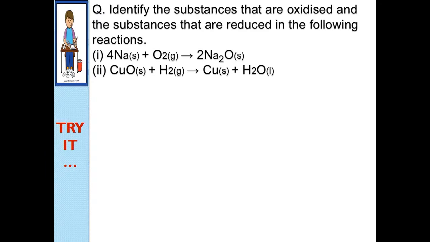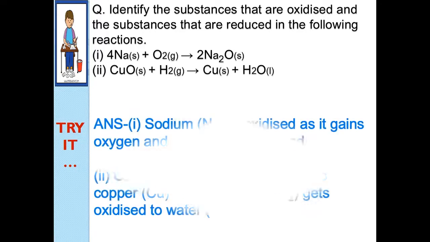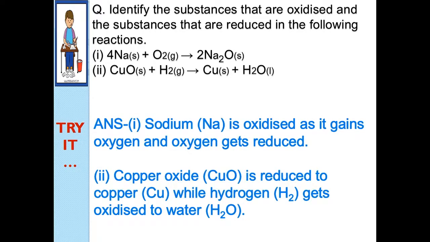Now try some questions. Identify the substances that are oxidized and the substances that are reduced in the following reactions. You can pause your video here. Answer is, in the first case, sodium is oxidized as it gains oxygen and oxygen gets reduced. In the second case, copper oxide is reduced to copper while hydrogen gets oxidized to water.